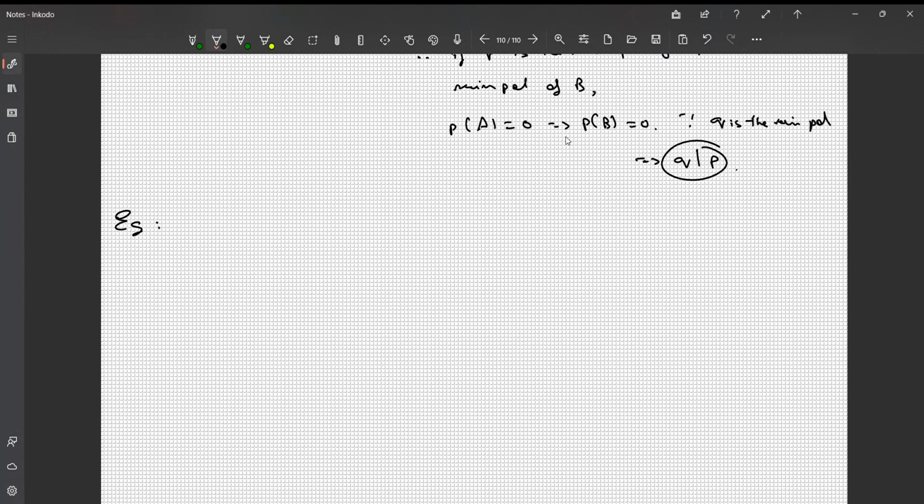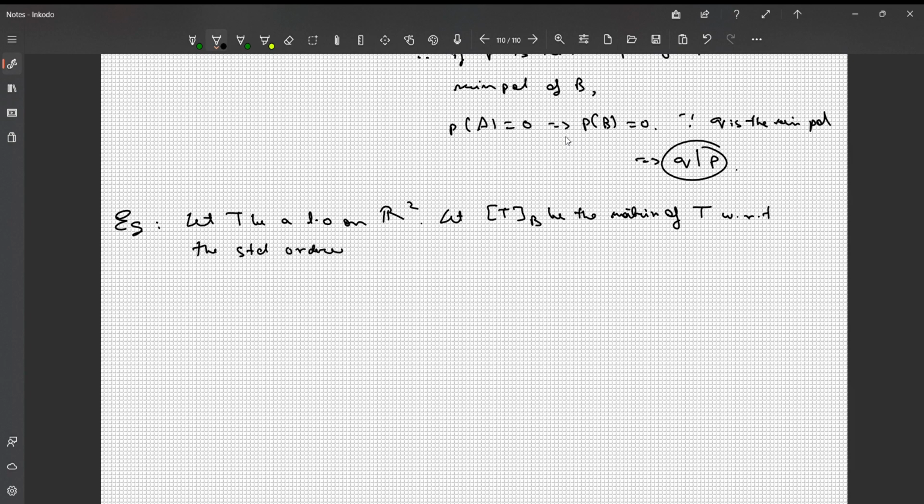Okay, let us come to an example of invariant subspaces. Let T be a linear operator on the vector space R2. Let T_B be the matrix of T with respect to the standard ordered basis of R2. Let A equal T_B be the matrix of T with the standard ordered basis of R2, where we give the matrix A as [0, -1; 1, 0]. Right?